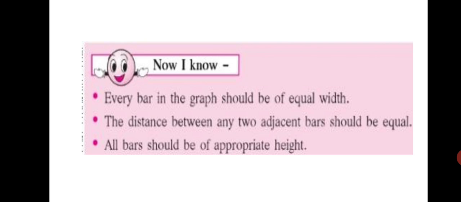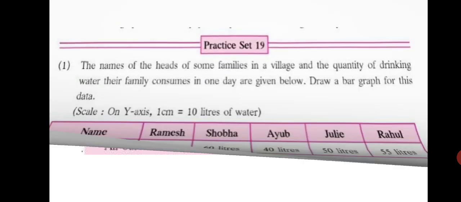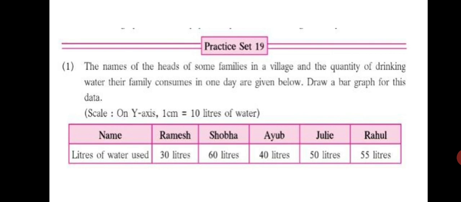So this way one square you can use. All bars should be of appropriate height. The bars should represent the proper number which is given in the table against it. So let's see now how we can solve practice set 19.